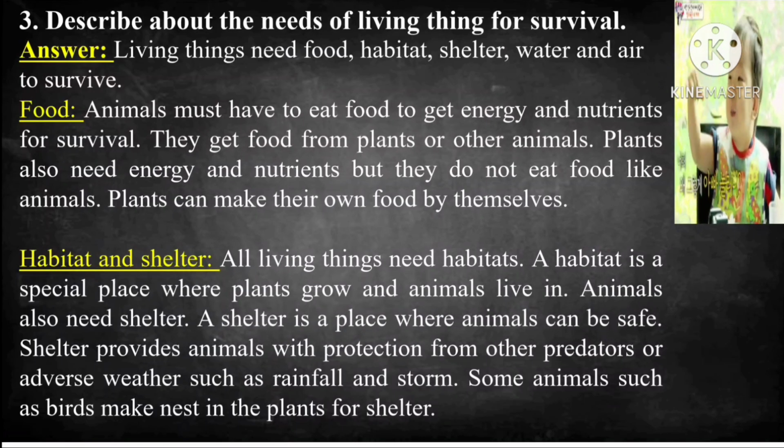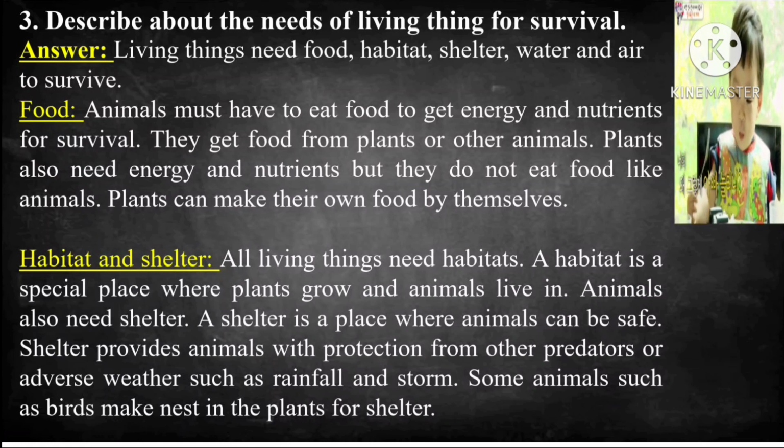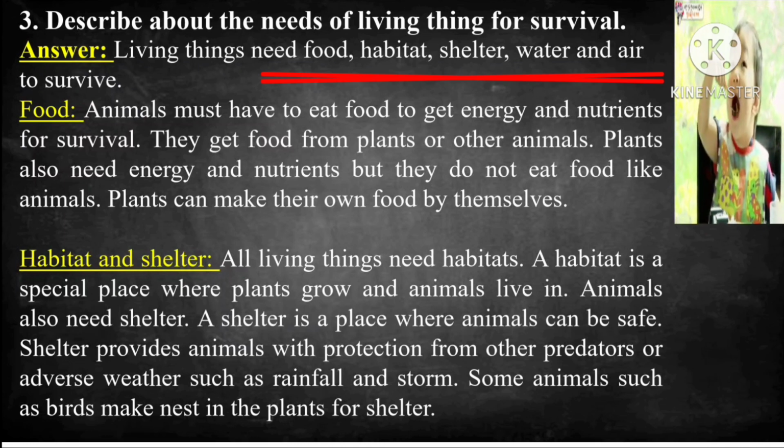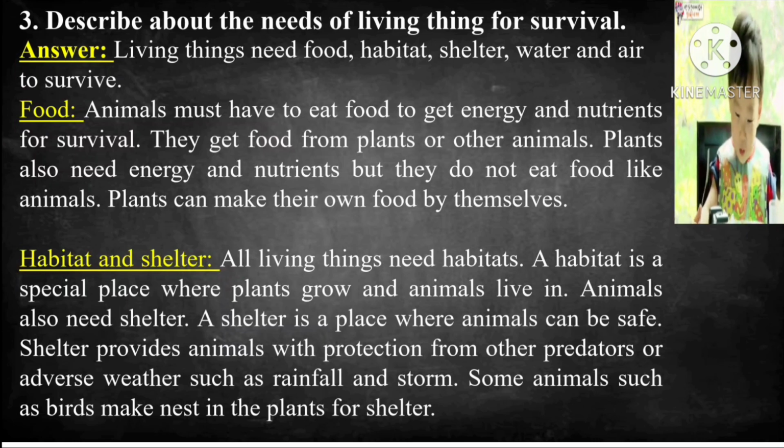So the third question is, describe the needs of living things for survival. That means what are the must-needed things that living things need to survive. There are a few things. Those are food, habitat, shelter, water and air. In this question we will learn about all those necessary things.